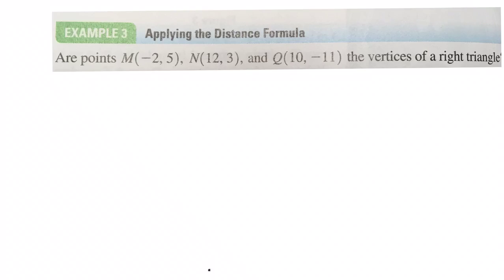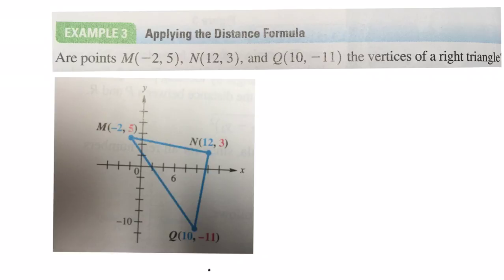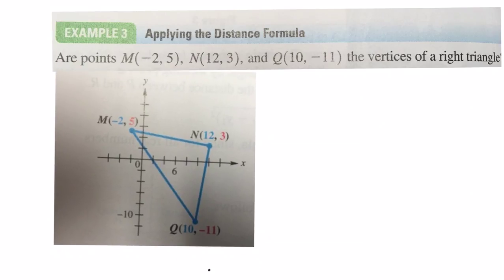Now another way we can use it is if we're given 3 points, we could use it to determine if the lengths are the sides of a right triangle, such as in the following example. Like in this example, it asks, are the points negative 2, 5, 12, 3, and 10, negative 11 the vertices of a right triangle? Meaning if you plotted them, would they make a right triangle? Remember, the first step to doing these is to plot them on a graph, because it might help give you a better visual image. So here are the points plotted.